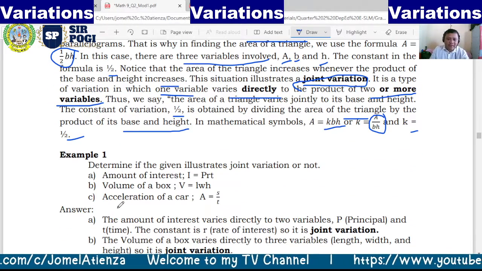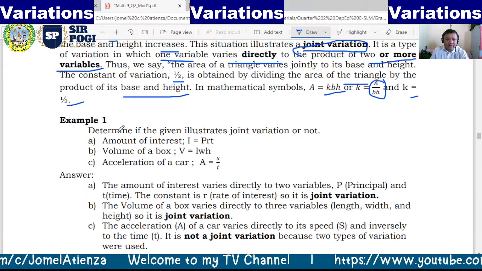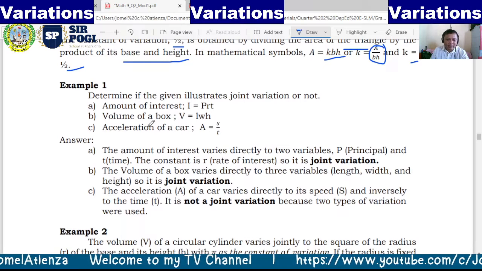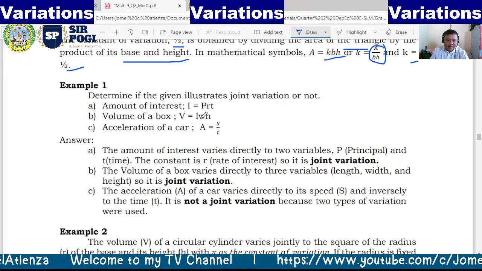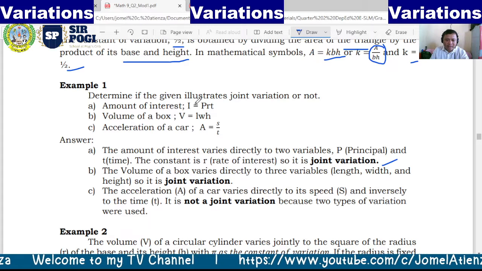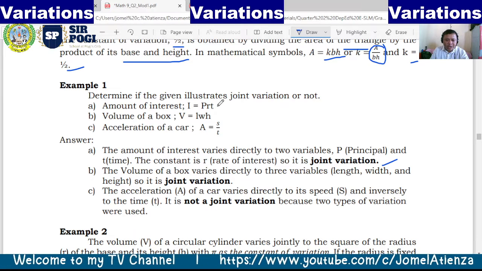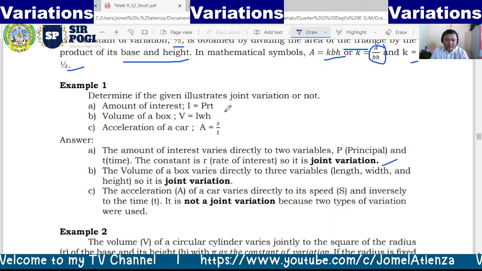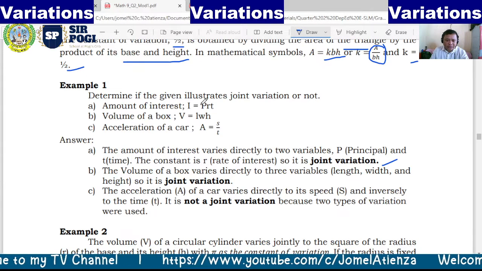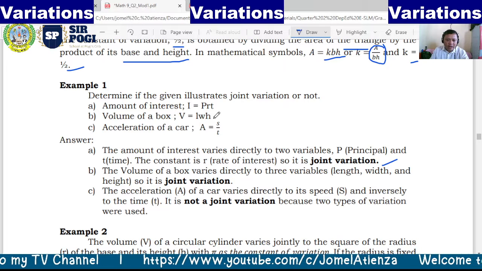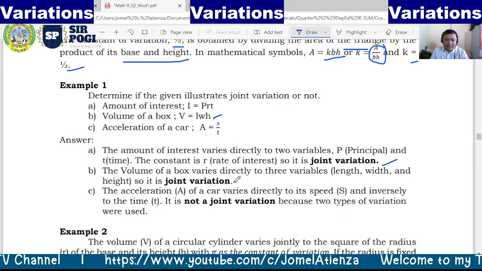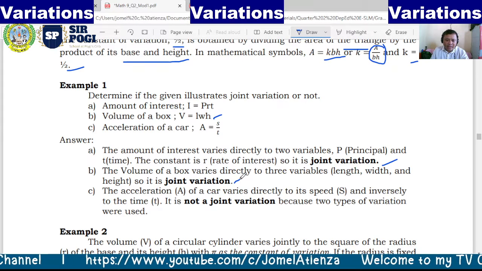So let us have an example. Determine if the given illustrates joint variation or not. Amount of interest, is it joint variation or not? And that is joint variation kasi po meron tayong PRT. Rate of interest, the time, and the principal amount. Okay? How about this one? Volume of a box, so LWH, and that is joint variation.